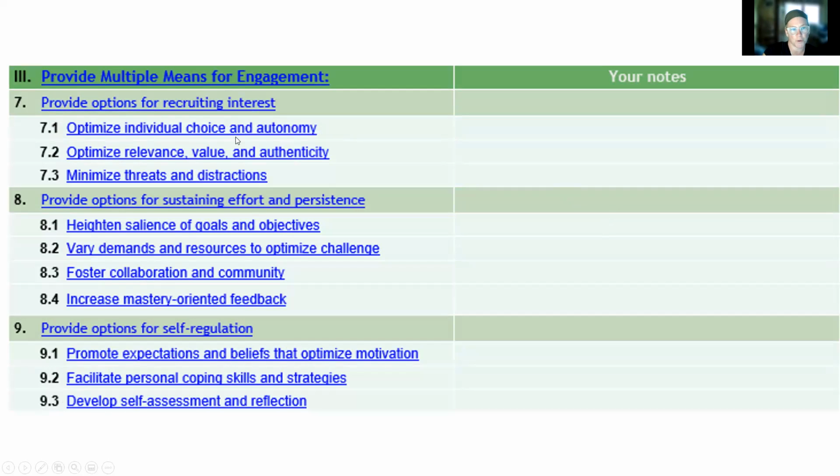Optimize individual choice and autonomy. Some students wanted to go out and interview others in the community. We just said maybe they interviewed a family member or another adult in the community, a teacher. Sometimes people interviewed a stepparent. So it was certainly a way they could choose who they wanted to interview. It just had to be somehow connected to the Sea Mountain Wright community too.